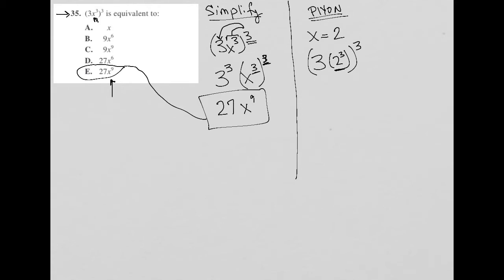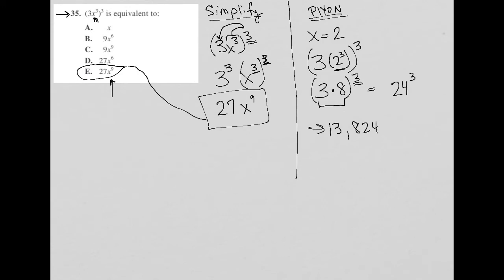And now I have some simplification to do, so I have a 3 here. 2 cubed is 8, so I have 3 times 8 to the third. 3 times 8, because again, I'm still using PEMDAS, or order of operations, which means I focus on what's inside the parentheses first before I deal with exponents. So 3 times 8 is 24. So I have 24 to the third power. So then I go to my calculator, and I figure out what 24 to the third power is. So 24 to the third power, I'm getting 13,824. So that's first step.